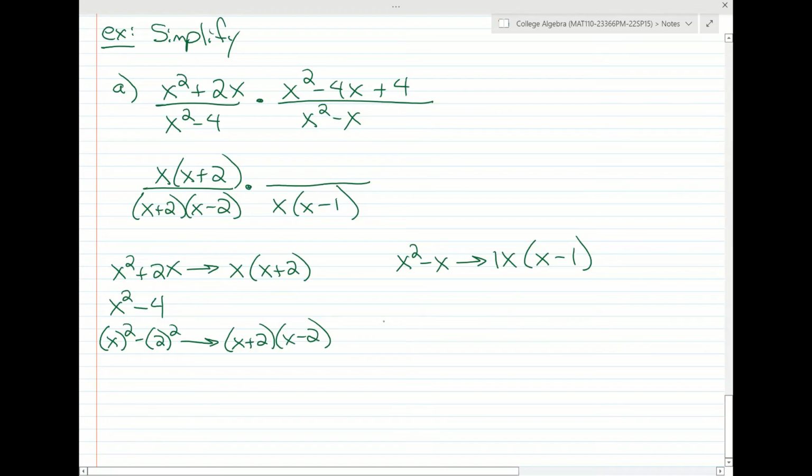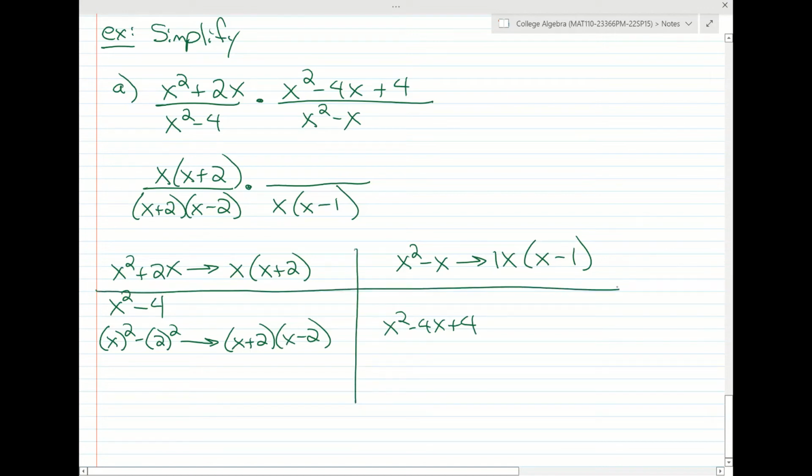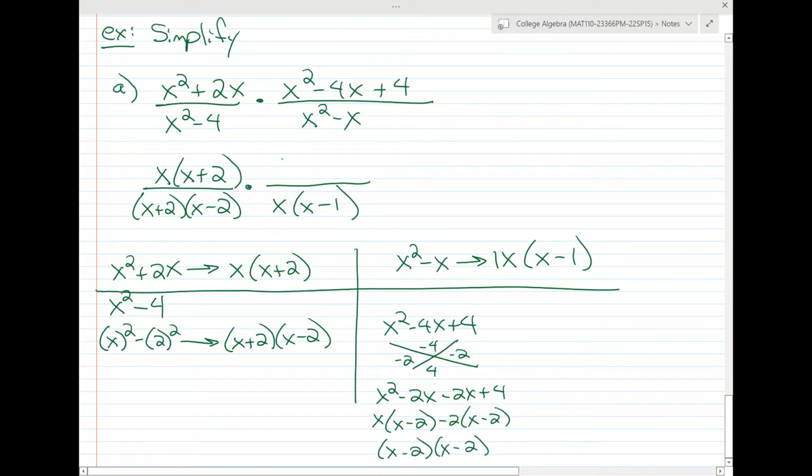And then we also have to factor that top x squared minus 4x plus 4. That's going to factor as a trinomial. We're just looking for numbers that multiply to 4 and add up to negative 4. Yeah, negative 2 and negative 2 would do it. So this would factor x squared minus 2x minus 2x plus 4. Cut it down the middle. Get a negative 2. And this would be x minus 2 times x minus 2. So completely factored now. You have to do that for all of these problems.